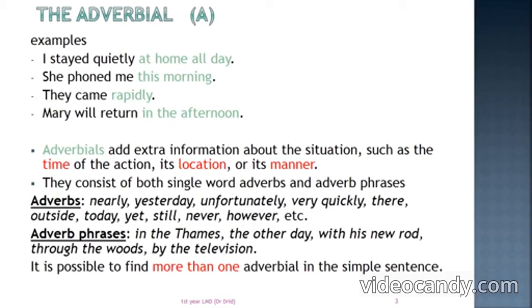If we take the first example, I stayed quietly at home all day. Quietly is a word which shows the manner. At home shows the place, and all day shows the time. So there are types of adverbials. You notice that the adverbial can be one word, like quietly or rapidly, or it can be a phrase like at home, all day, this morning, in the afternoon, especially a prepositional phrase.